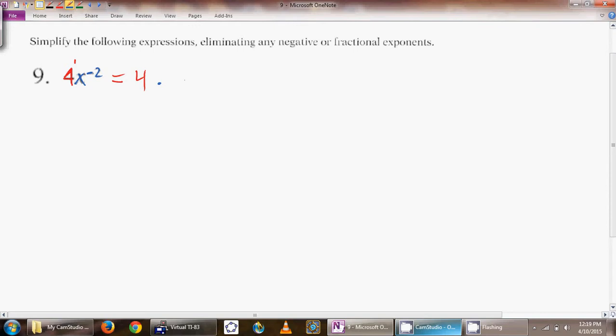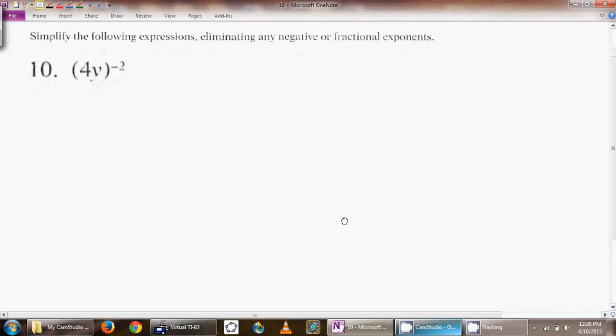Well, raised to a negative tells me do the reciprocal. So instead of x, it's 1/x squared. So simplifying this, it's numerator times numerator. It's 4 times 1, 4, and 1 times x squared. It's really 4/x squared. So parentheses matter. Here, only one thing is getting raised to the negative second power. All right, that 4 is not touched by it.